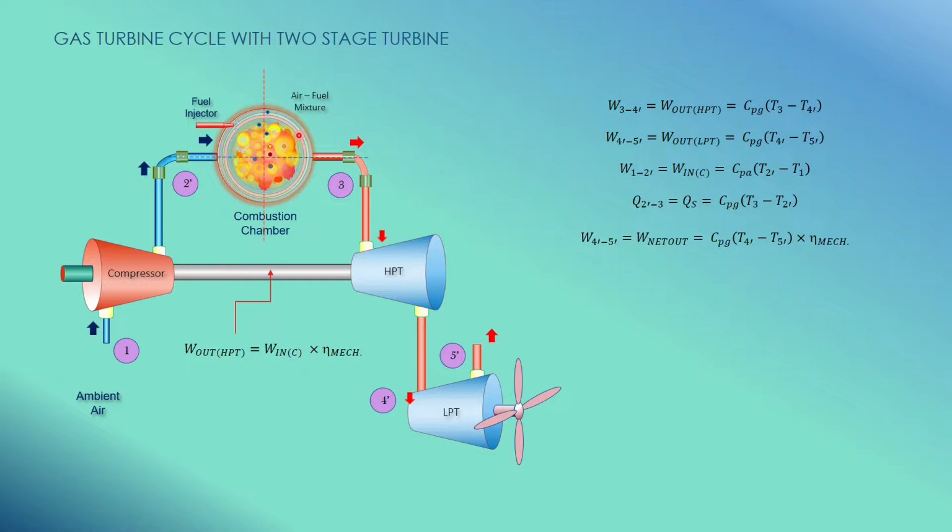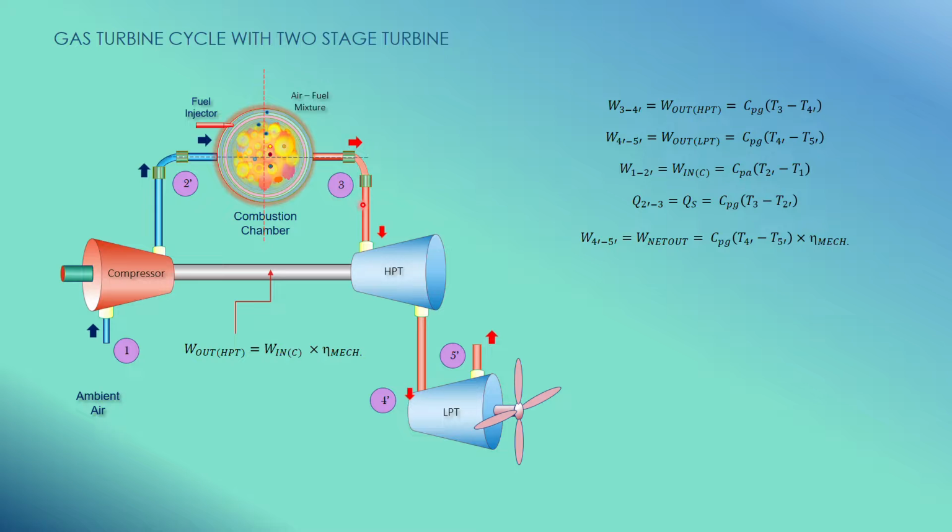And then in the combustion chamber, you have heat supply that happens at constant pressure. Here you have an air-fuel mixture. The fuel burns, and then you have heat supply. As a result, you have hot gas at the exit of the combustion chamber. The heat supply during this process is from 2 prime to 3. So the heat supply will be CPG (T3 minus T2 prime).